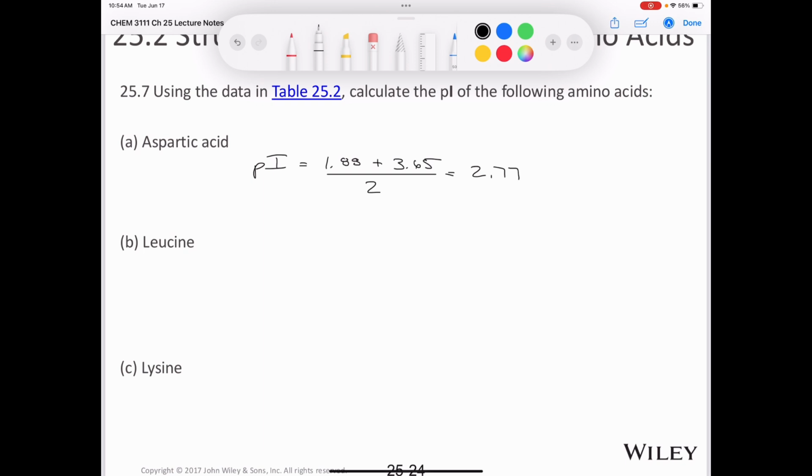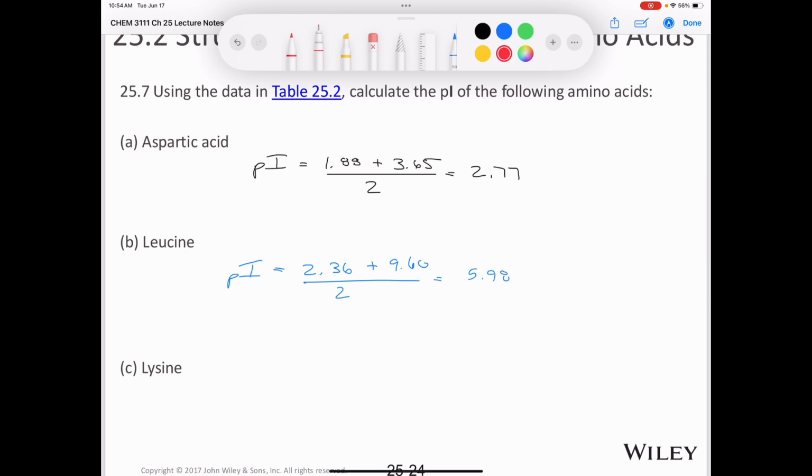The next one is leucine, which does not have an acidic side chain or a basic side chain. So the isoelectric point of leucine is just going to be calculated as the average of the pKa of the carboxylic acid group and the ammonium group. And so I've gone ahead and looked those up as well. For our carboxyl group, it's 2.36. And for the protonated amine or the ammonium, it's 9.60. So we take the average of those and we get 5.98.